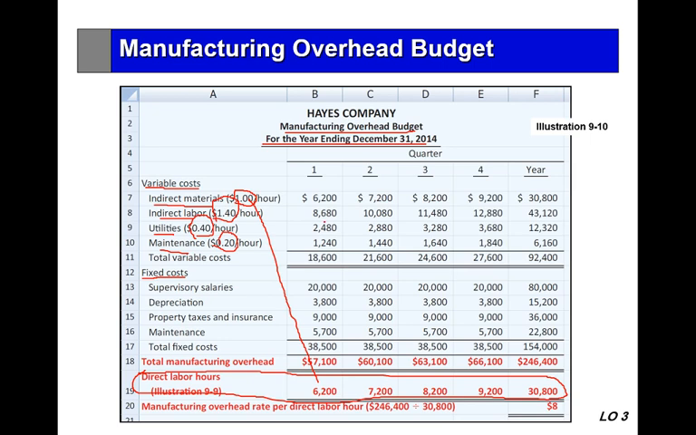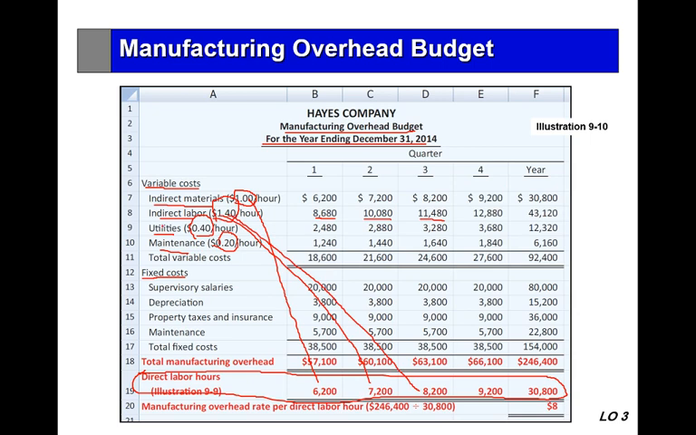And so on. $1.40 multiplied by 6,200, we have $8,680. And $1.40 multiplied by 7,200 hours, we have $10,080. $1.40 multiplied by 8,200 hours, we have $11,480, and so on. The total for the year is the summation of these four quarters. For the indirect materials, 30,800, and so on.